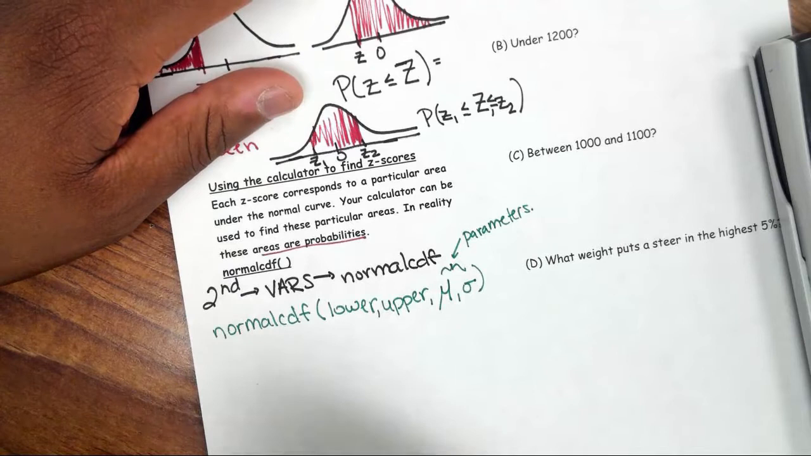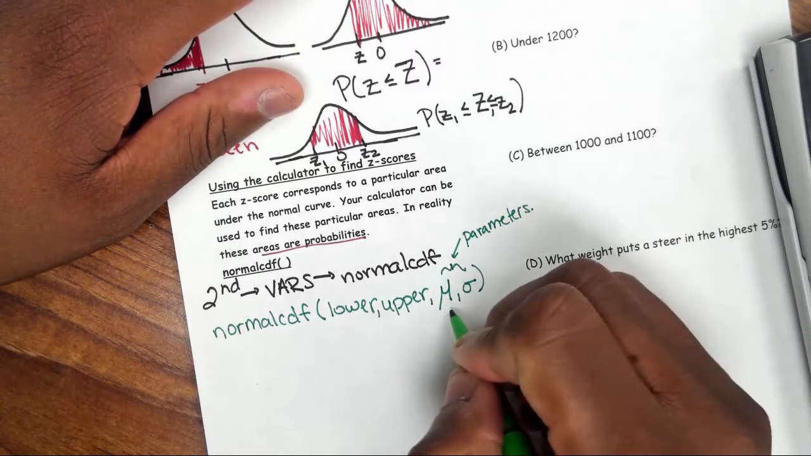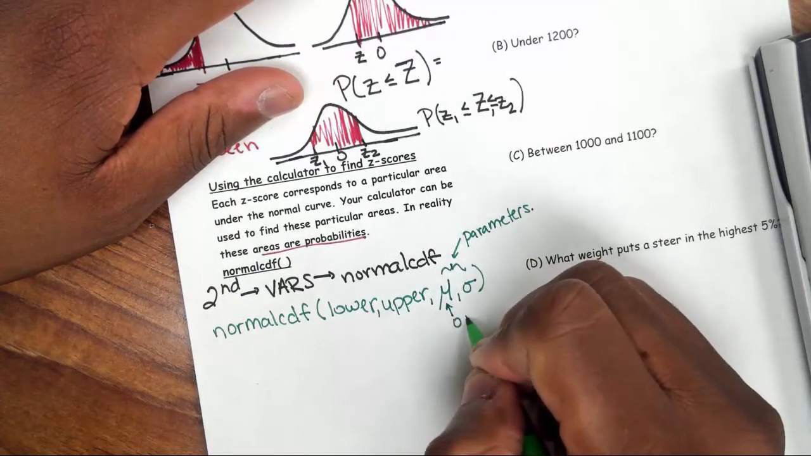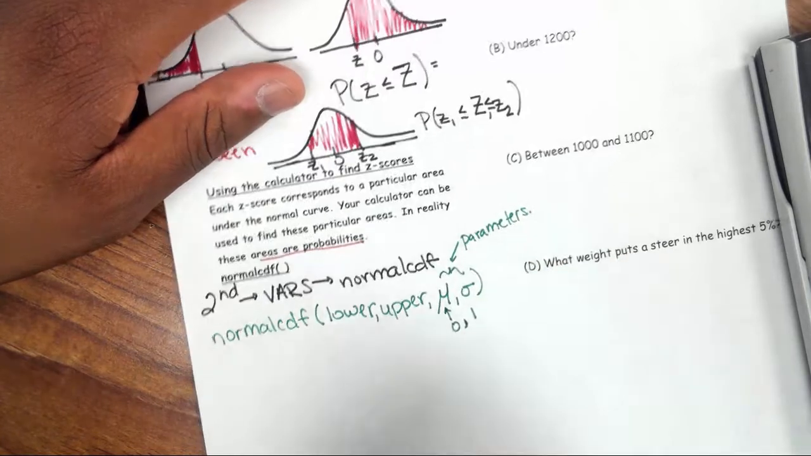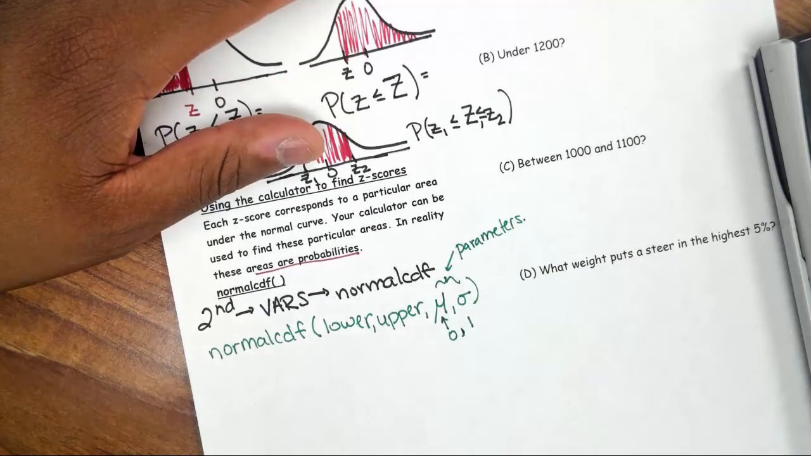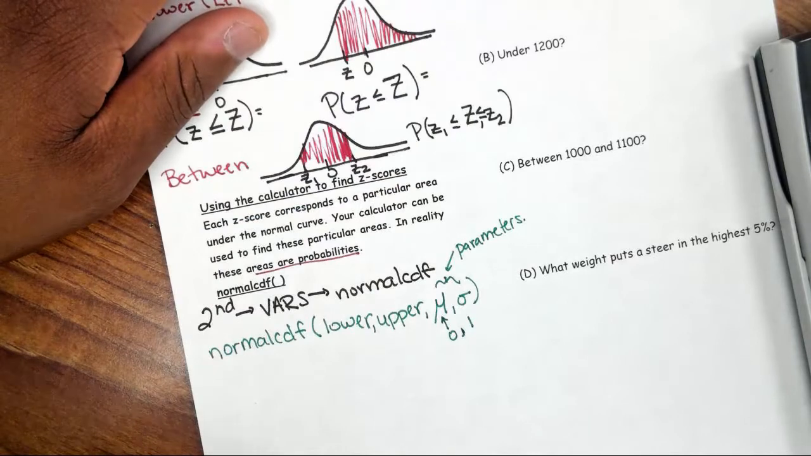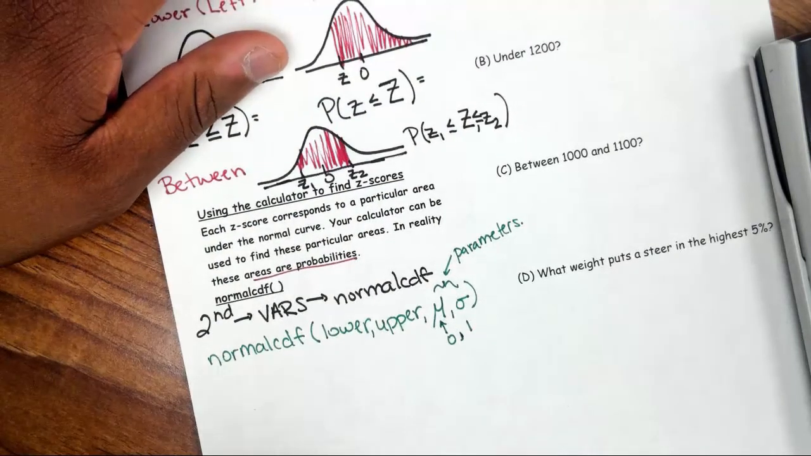If you're finding a z-score though, and your calculator always does this, it defaults automatically to 0 and 1. So if you're finding z-scores, you don't have to type anything for those. But if you're not finding z-scores, you're going to have to type in values for those. We'll do it both ways in a second.